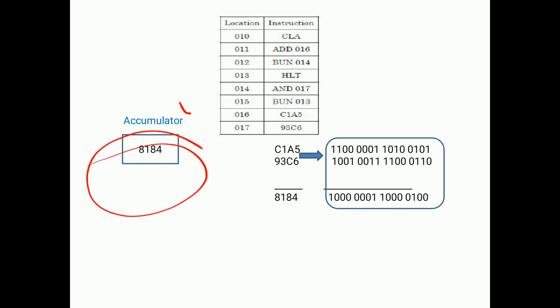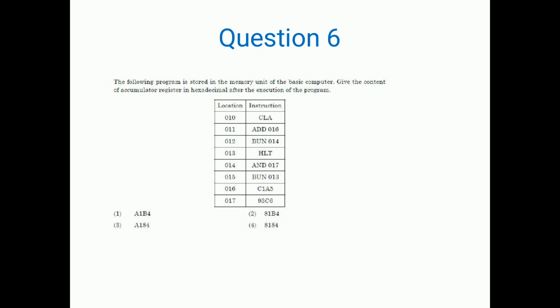The next instruction is at location 015, and the instruction at location 015 is BUN 013. BUN means branch to location 013, and at location 013 we have the instruction HALT. So we have to stop this program, and after evaluating this program we have got in the accumulator the content 8184. So according to the question, the option will be D, 8184. After executing the program we get 8184 in the accumulator.